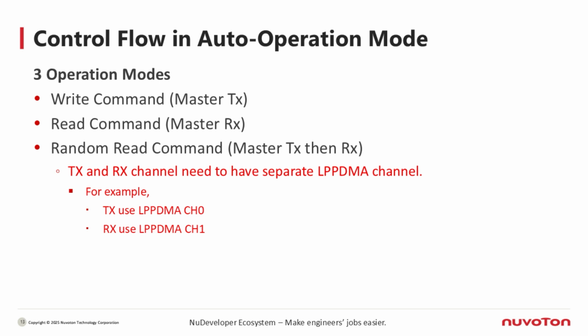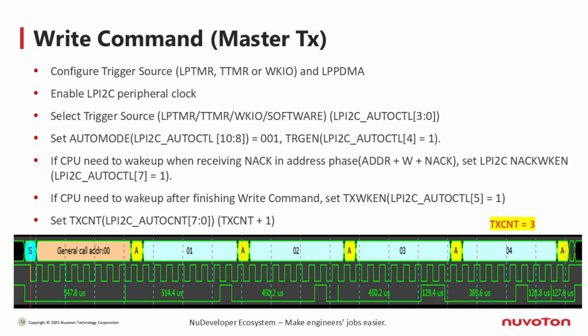In short, auto operation mode is all about letting the hardware and PDMA work together automatically. This way, the CPU hardly needs to get involved, saving power and time and making the data transfer much more efficient. Next, we'll go through the operating flow for each of these three modes in detail. Let's start with the flow from master transmitting data.